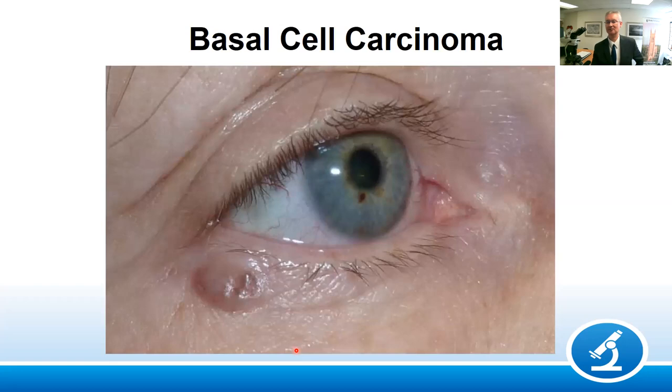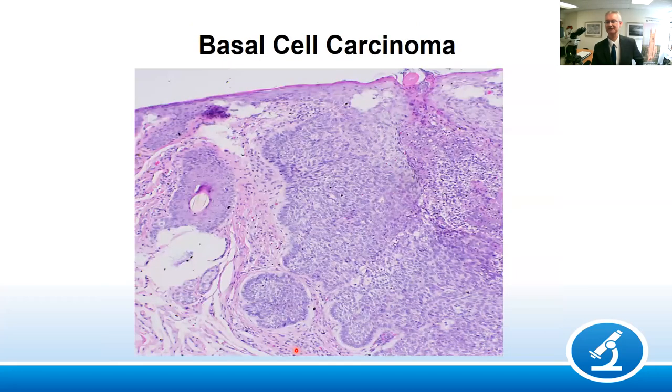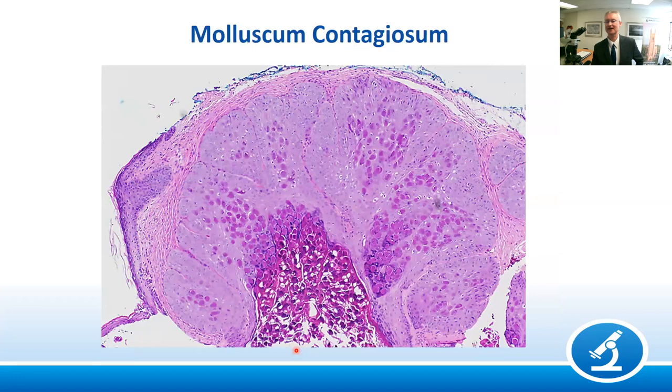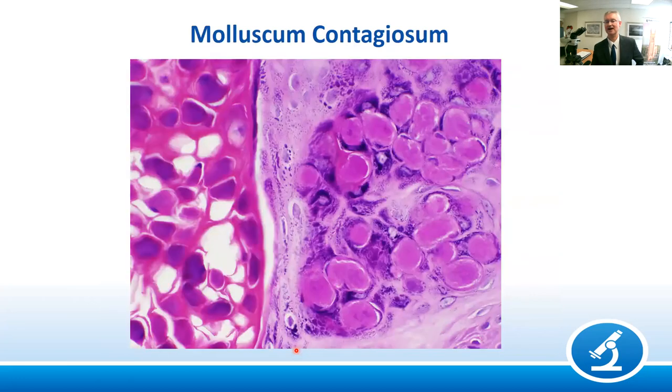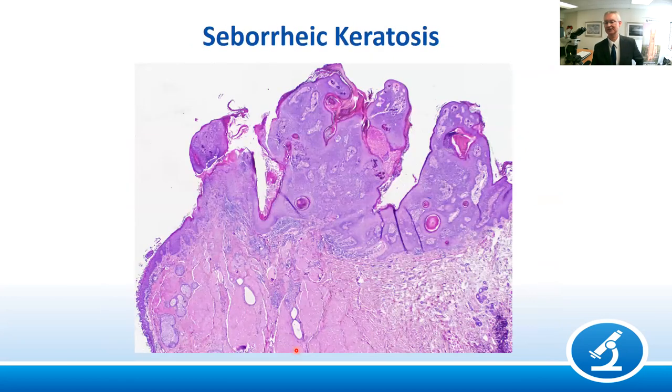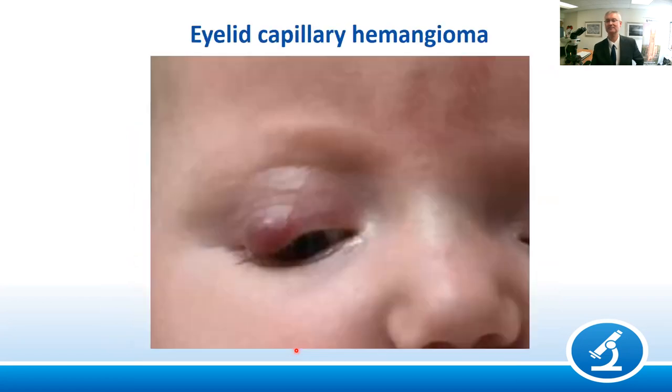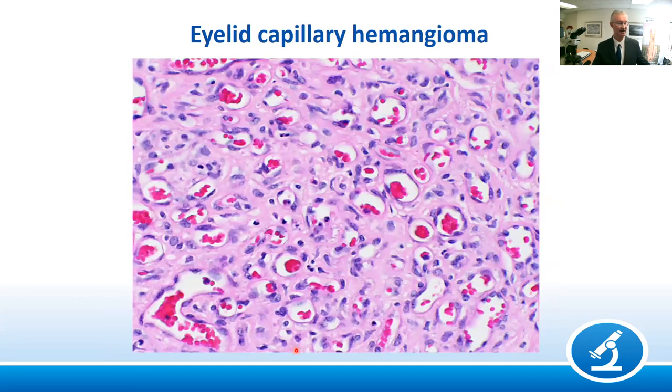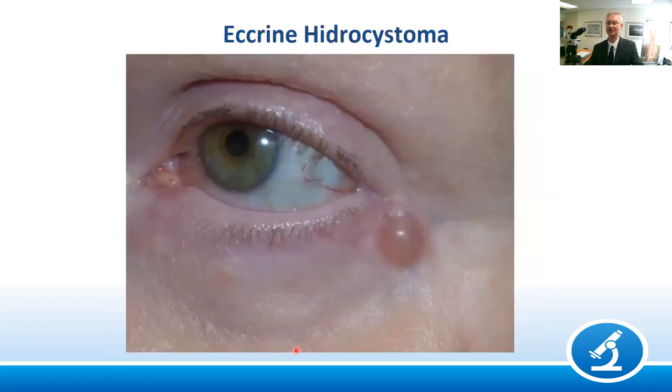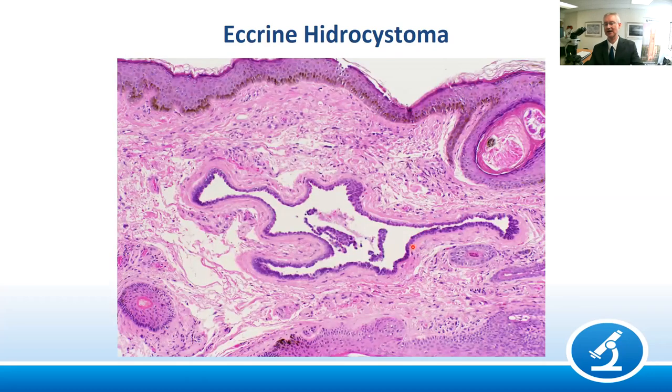Okay, and just a few more classic eyelid lesions. Basal cell carcinoma, molluscum contagiosum, viral infection of the eyelids. Here you see the pox virus infected cells. Seborrheic keratosis, very basic fundamental dermatopathology, papillary hemangiomas. Again, nothing too diagnostically challenging, but you just need to be aware that all of these things can happen. The eccrine hydrocystoma, this translucent cystic lesion here in the lateral canthus of the eyelid with the classic double-layered epithelium forming a cyst.